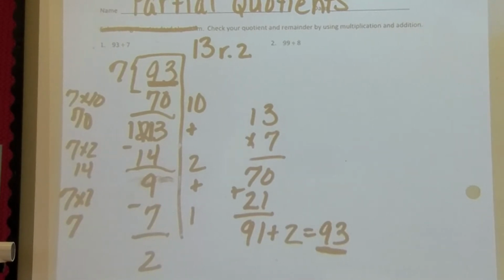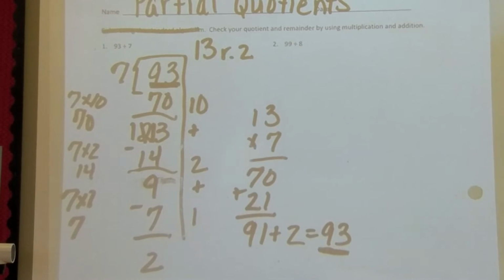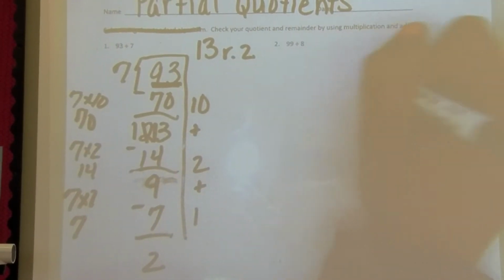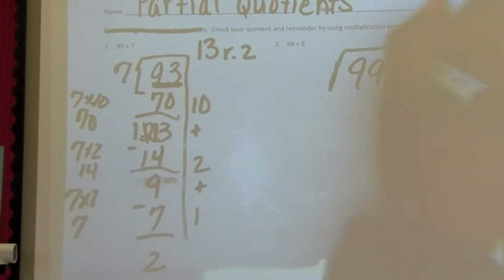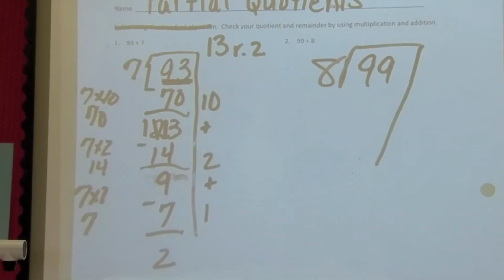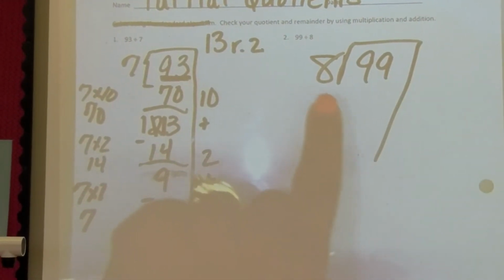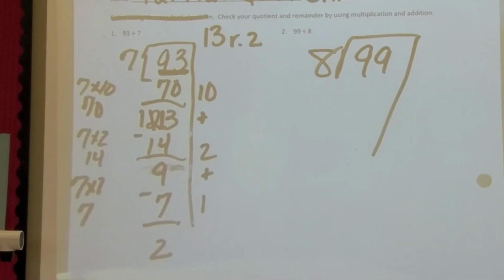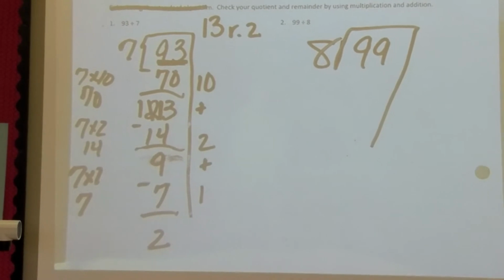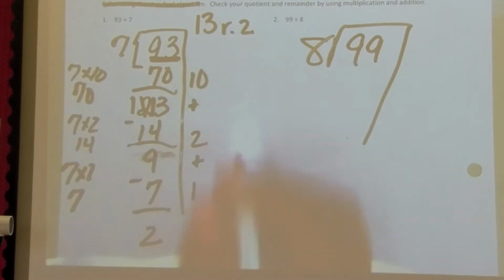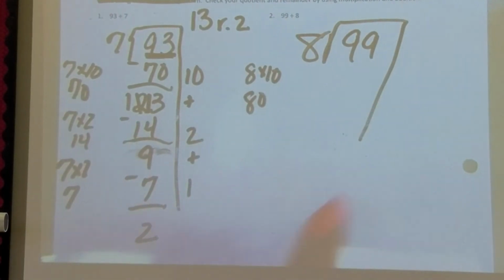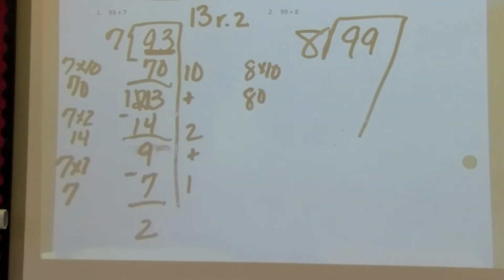So I will show that again using 99 divided by 8. So the students are going to say to themselves, all right, what are some 8 facts that I know? We always stress to use those friendly numbers. Can you do 8 by 10 to start off? Well, yes, 8 by 10 is 80. That is less than 99, so I can start with that.